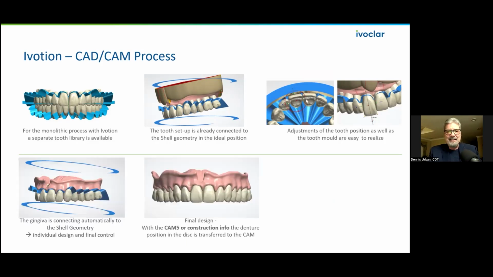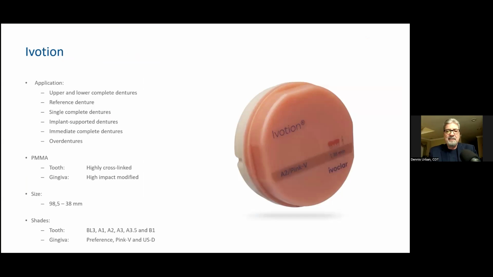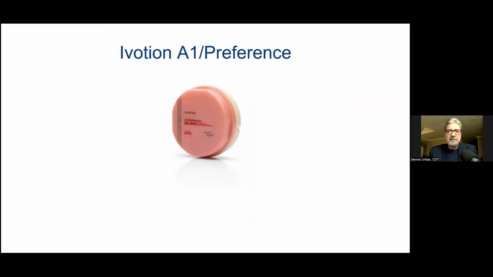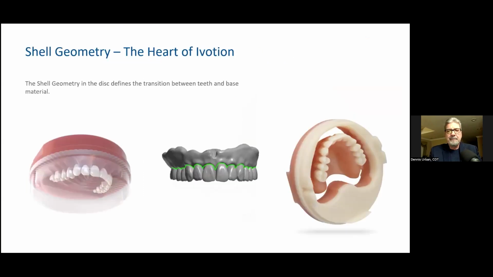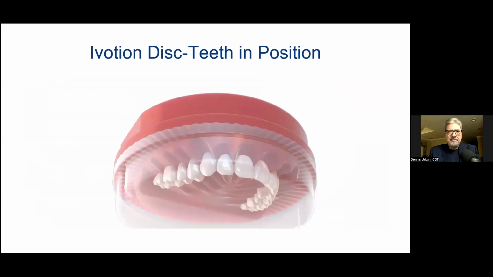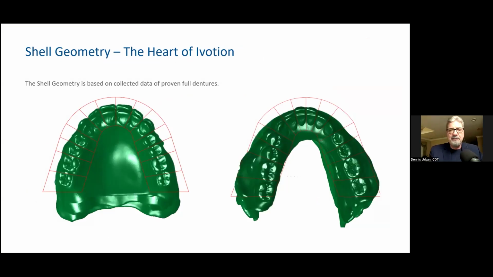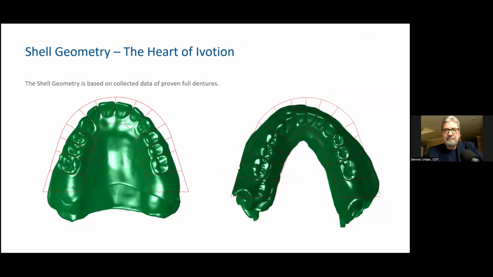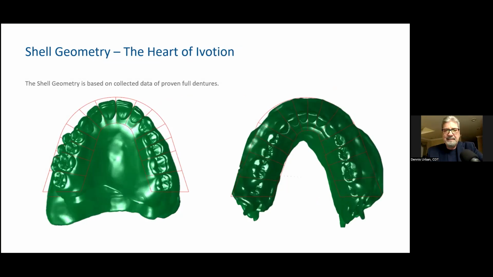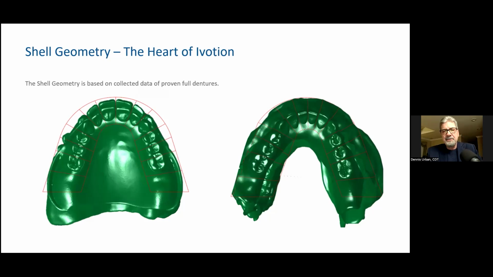So as we're doing this, you can see the puck here. It's highly cross-linked, comes in various shades. This is the preference shade that was pretty popular with Ivoclar's injection system. So this is pretty much the most popular shade for the denture base. And this is the tooth in this iVotion disc in position here, right in the middle. So this shell geometry was based on collected data from proven full dentures, as you can see here. So all this information was taken and helps us with the design of the denture.